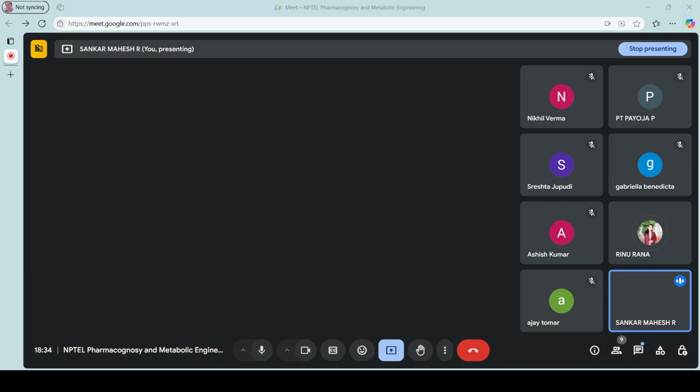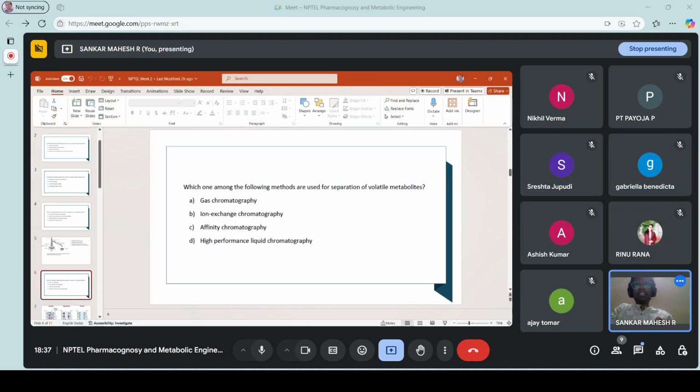So we'll take a couple of minutes and then start by discussing what volatile metabolites are. Then we'll start eliminating the wrong options. And once we eliminate the wrong options, we'll also justify why they are wrong and how one of these particular methods is only used for volatile compounds. Okay, so whoever knows the answer can raise your hand. We'll take a couple of minutes and start with the discussion.